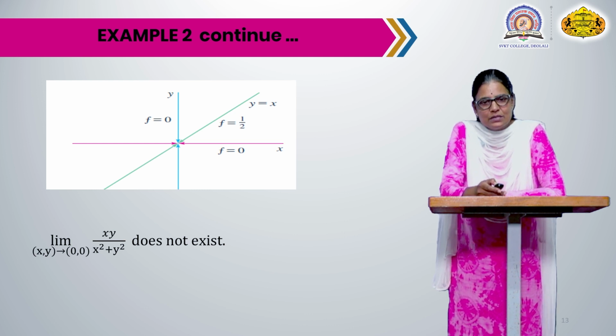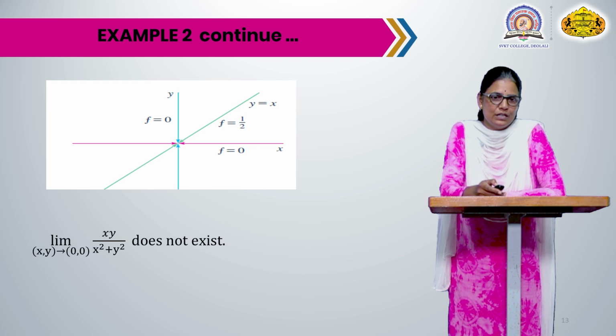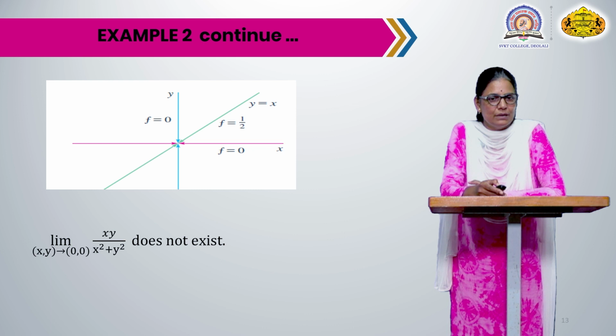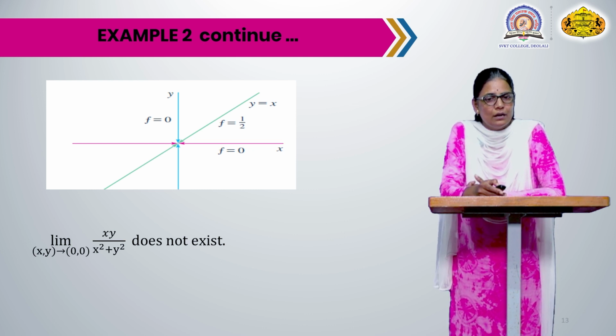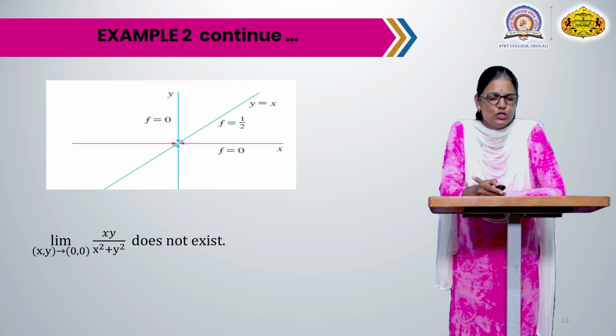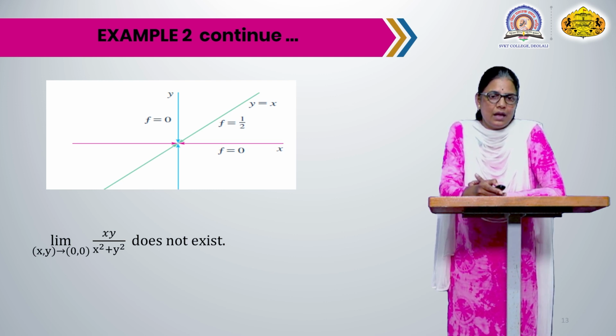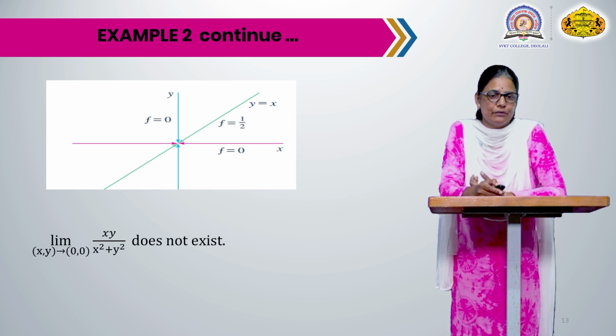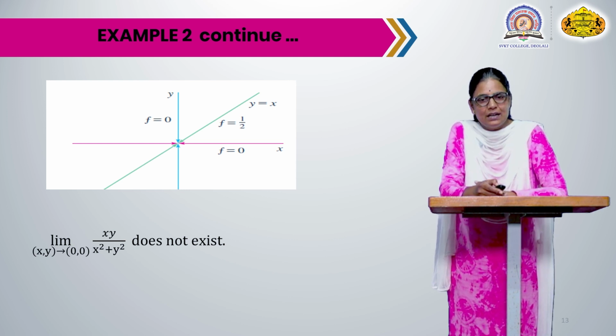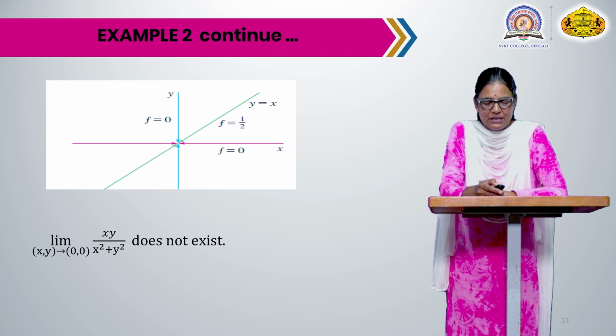So again, see the diagram here. If you approach the origin along the x-axis, the functional value is 0, so the limit is 0. Along the y-axis, again the functional value is 0, that is, the limit is 0. And along the line y equals x, the functional value is half, which is constant, so that's why the limit is half. And so here we obtain two paths along which the limit has different values. So we say that here the limit doesn't exist.